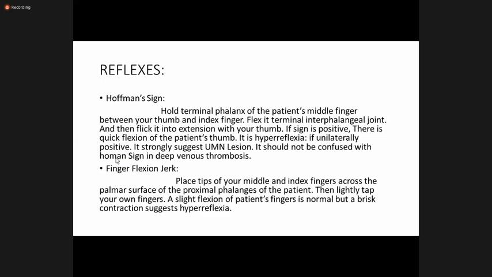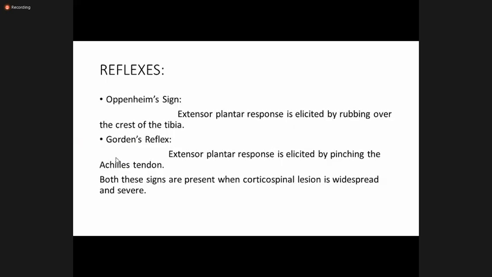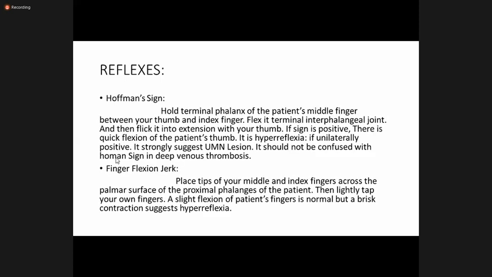Hoffmann's sign is the upper limb counterpart of the Oppenheim sign in the lower limb. Hold the terminal phalanx of the patient's middle finger between your thumb and index finger, flex the terminal interphalangeal joint, and then flick it into extension with your thumb. If the sign is positive, there is quick flexion of the patient's thumb. If there is hyperreflexia and it is unilaterally positive, it strongly suggests an upper motor neuron lesion. It should not be confused with Homans' sign in deep venous thrombosis. This is the Hoffmann sign.